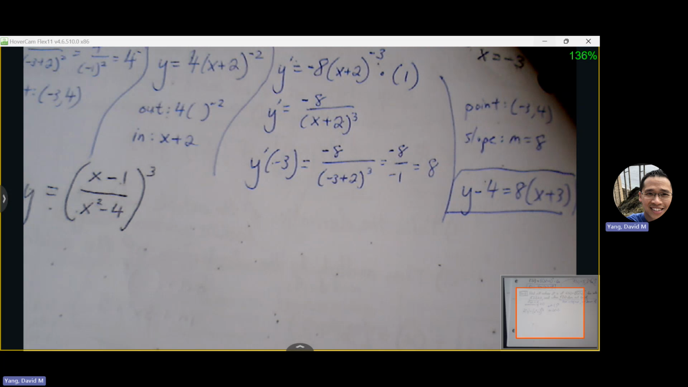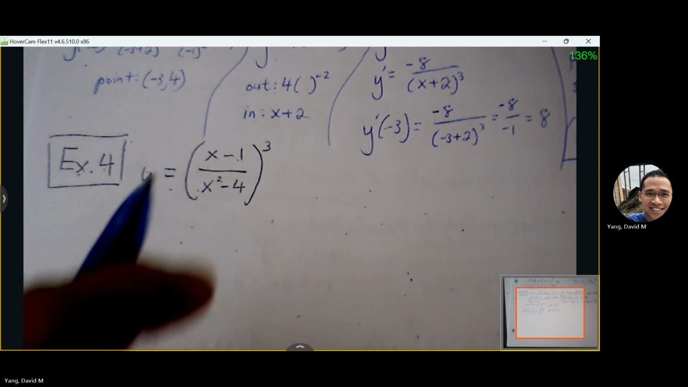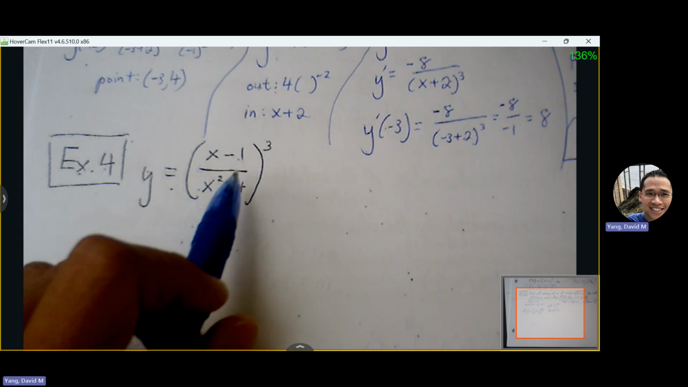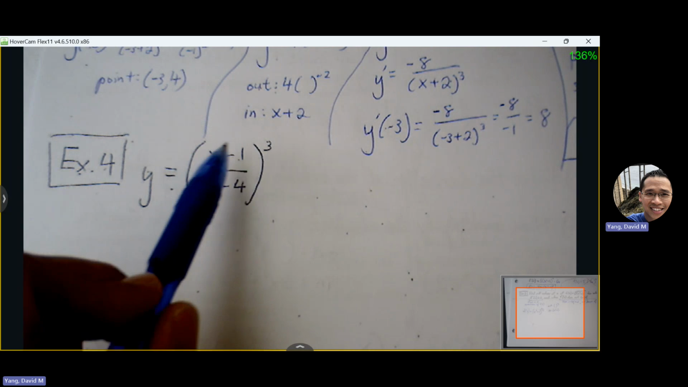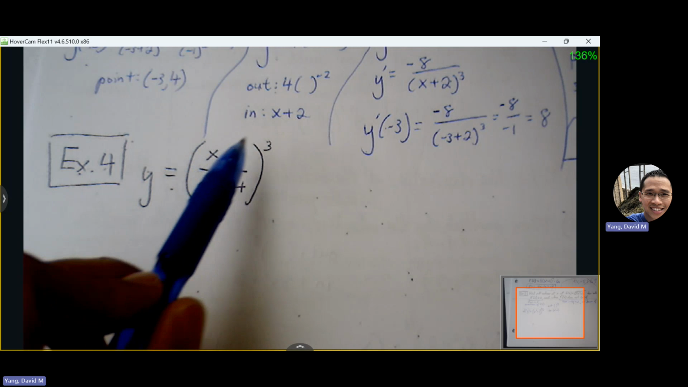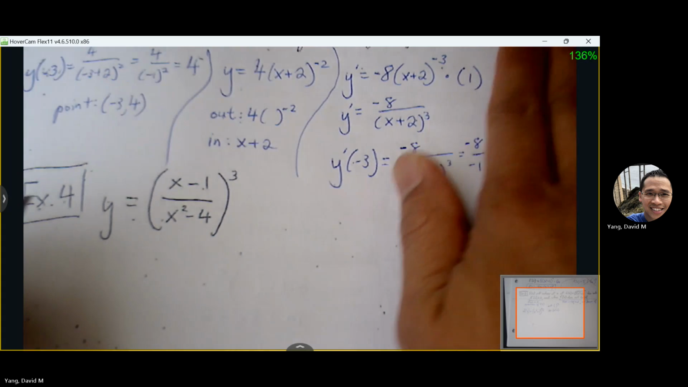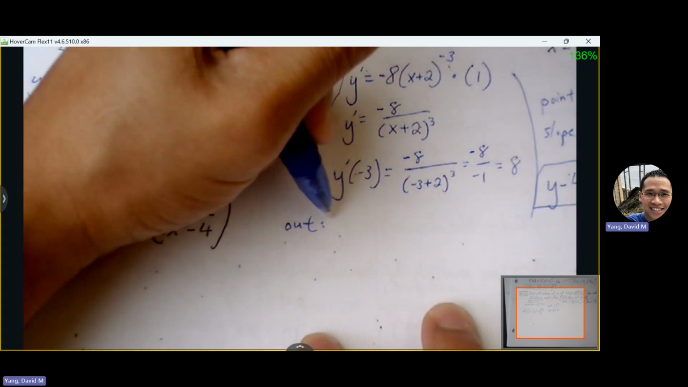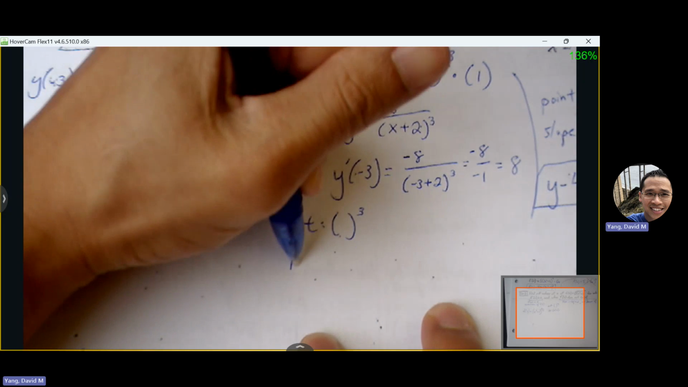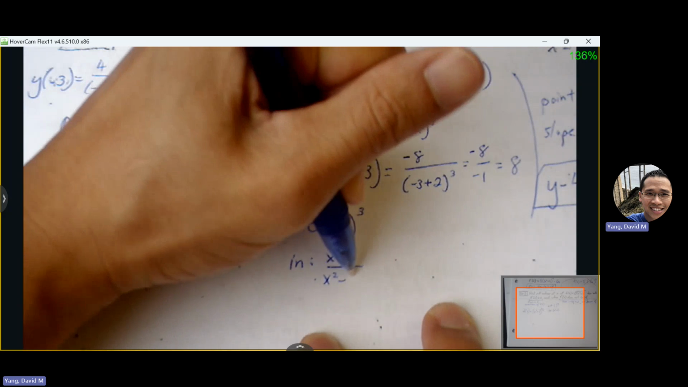Okay, let's do one more example here. Example 4. Okay, we have x minus 1 over x squared minus 4 raised to the third power. This is complicated enough where we know we have to rely on chain rule because we can definitely see an outside-inside portion with this problem. So the outside portion is parentheses cubed, and the inside portion is the x minus 1 over x squared minus 4.